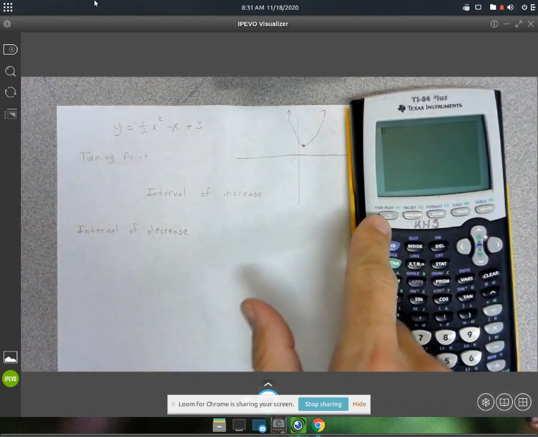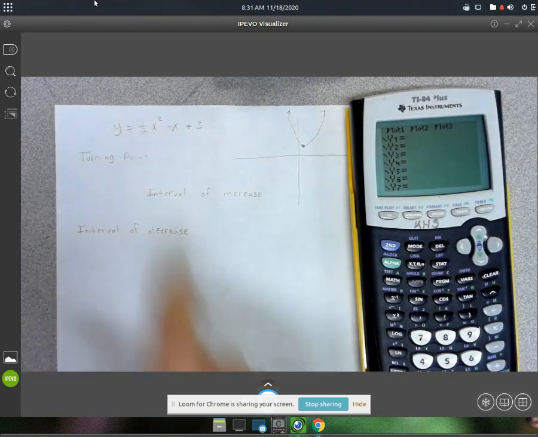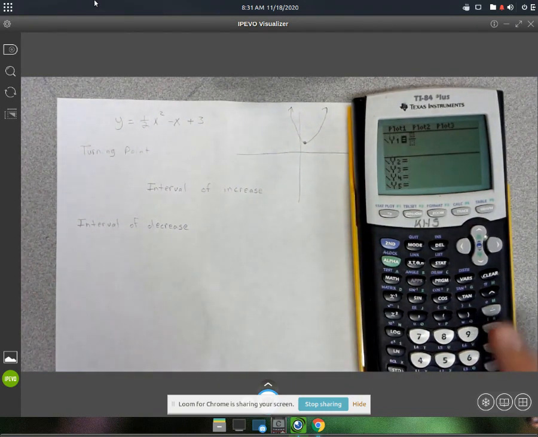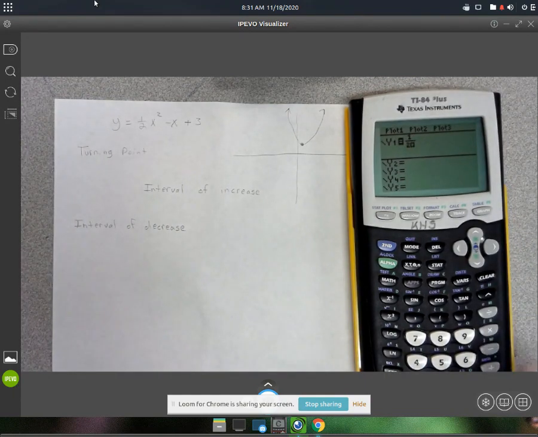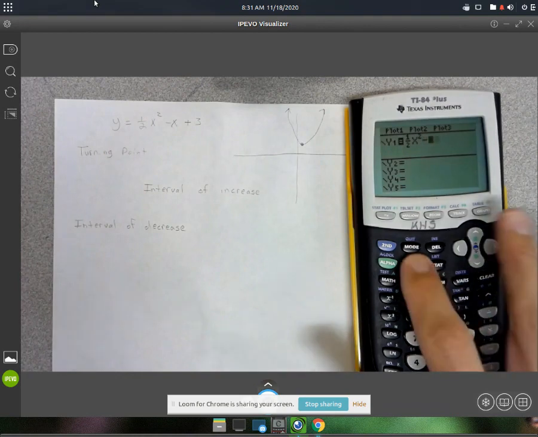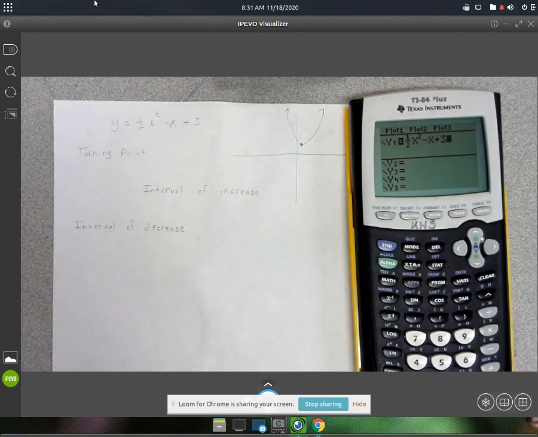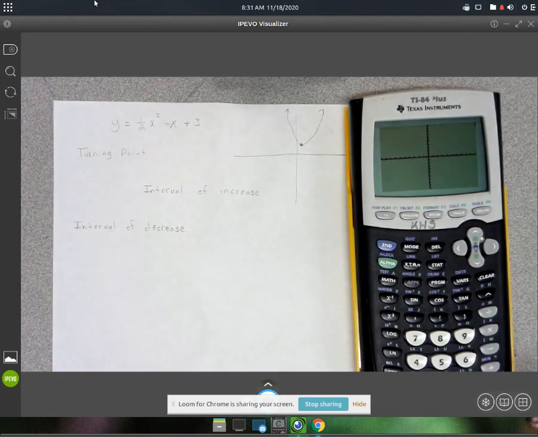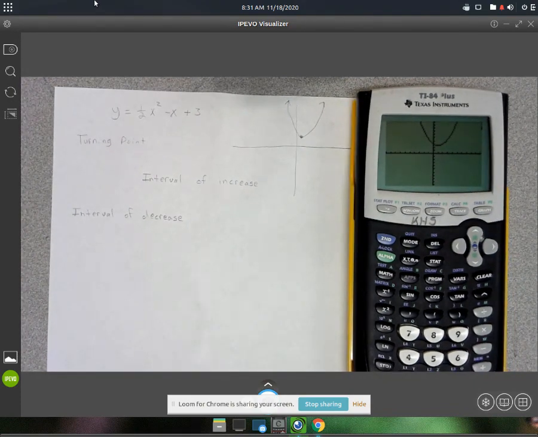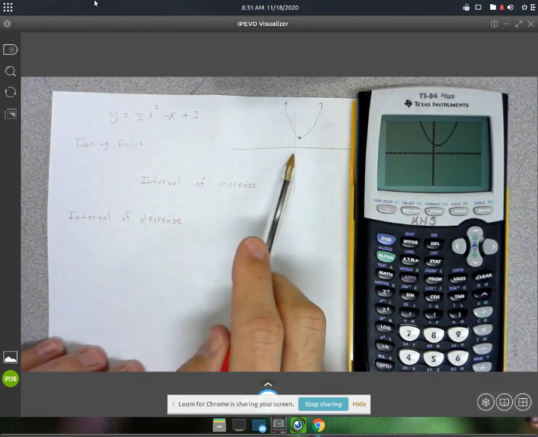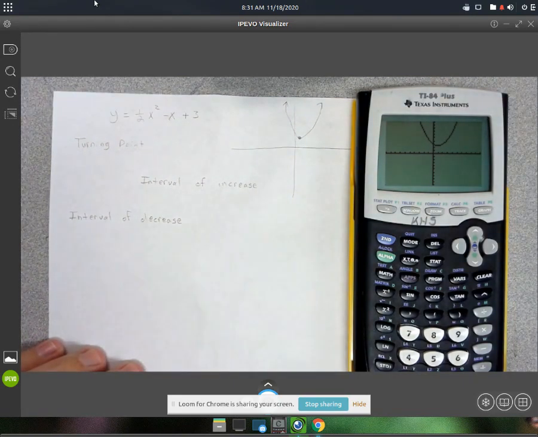So y equals, and we're going to graph this. Alpha y equals to make our fraction, or you could just use 0.5, x squared minus x plus 3, and then zoom standard. Make sure we're all starting off on the same page here. All right, so that's the picture, and this is our turning point. We need to find the x and the y value at that spot.